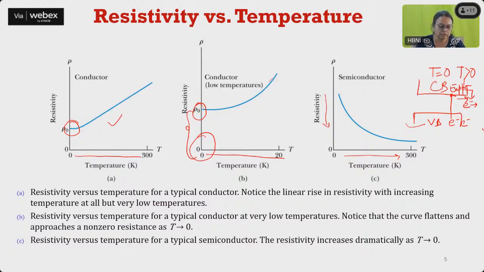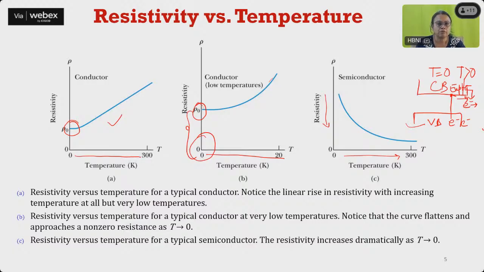So resistivity versus temperature for a typical conductor shows a linear rise in resistivity with increasing temperature, but at very low temperature it is different. At very low temperature, the curve flattens and approaches a non-zero value as T tends to 0, and this is because of the impurities present.